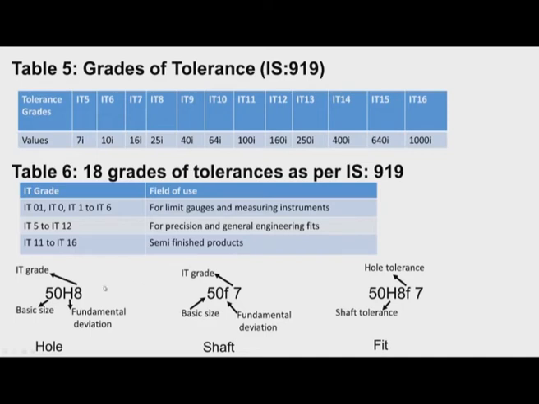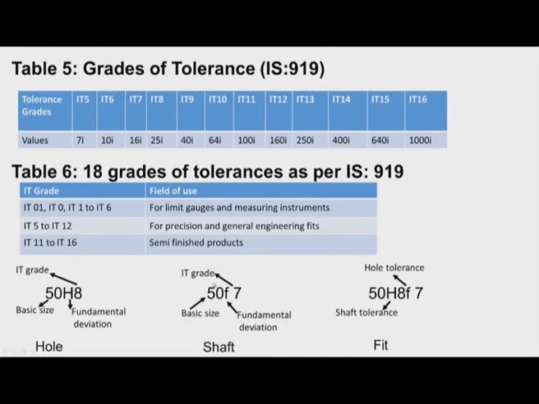And how do we designate the holes and shafts, and the combination of hole and shaft, is shown here. So this is the way in which the hole is designated: 50H8. Here the first number 50 indicates the basic size of the hole, and the letter H indicates the fundamental deviation. For H hole the fundamental deviation is 0, that we have already studied, and this number 8 indicates the IT grade. So this dictates what tolerance is allowed on the hole.